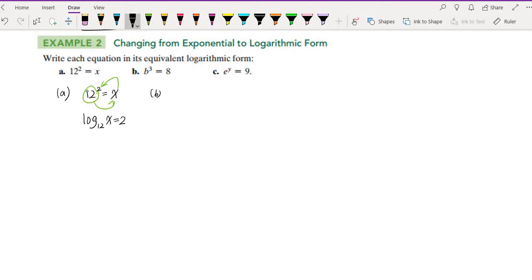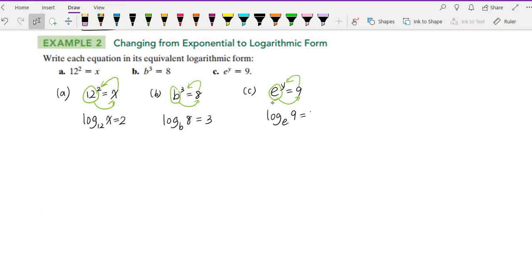And then I have part B. We have b to the third power equal to 8. Again, the process is very similar. So that means we're going to have log base b of 8 equal to 3. Part C, I'm going to write the original one out. This is my base, so I'm going to write log base e of 9 equal to y.